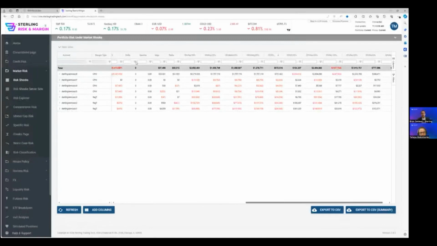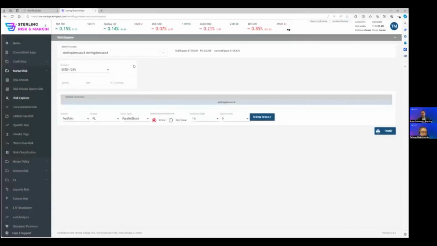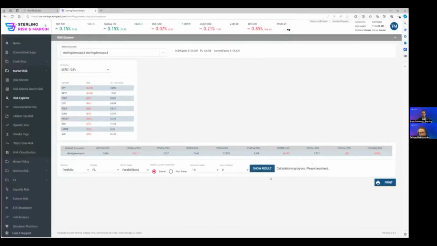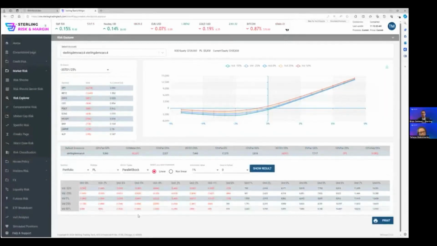Before we get there, just a couple of notes. You can do an even deeper dive into risk shocks if you go to our Risk Explorer page. This page looks at one account at a time, but when you request results here, it presents a very wide range of different market scenarios. This table at the bottom shows you the outcomes of 80 different market scenarios. The horizontal axis shows the underlying move, the vertical axis shows the volatility move, and I chose parallel shocks. The table shows the P&L, the impact on the account in the event of each shock. And there's also this nice graph representing the numbers in the table.